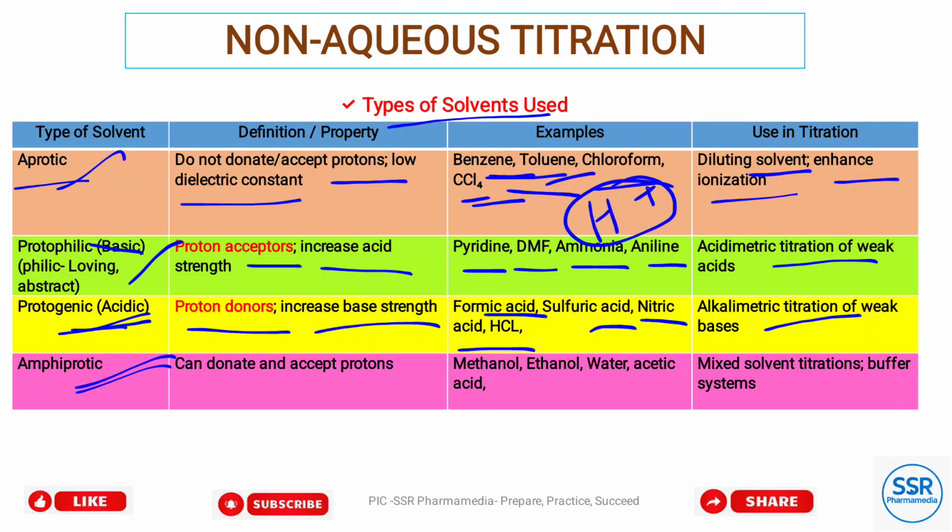And amphiprotic solvent can donate and accept protons. It has both basic and acidic character. So it can donate protons, that means it is acid, and it can accept protons, that means it is basic in character. Examples: methanol, ethanol, water, and acetic acid. So these donate a proton as well as accept a proton. It is used in mixed solvent titrations, and also used as a buffer system.